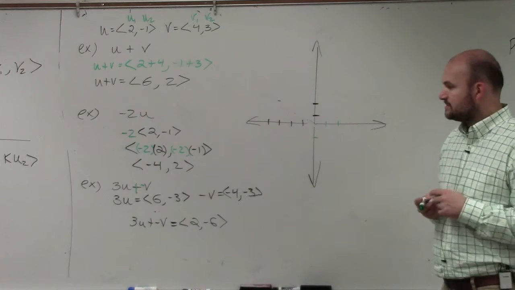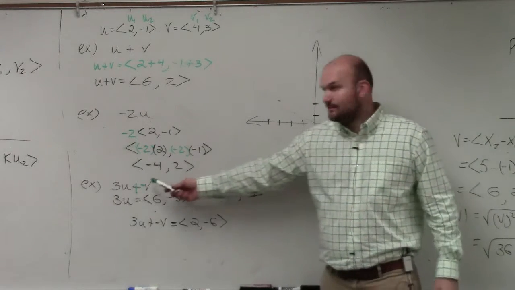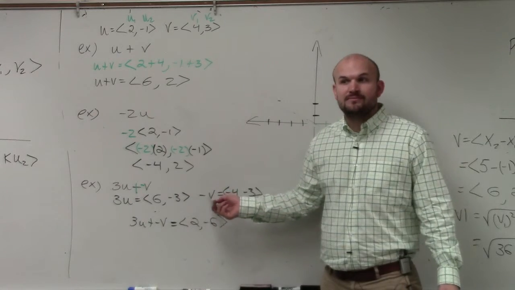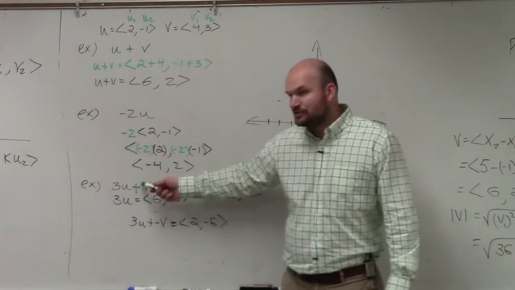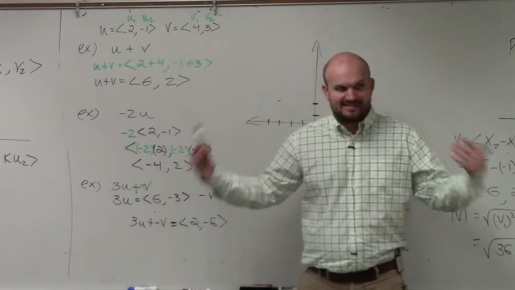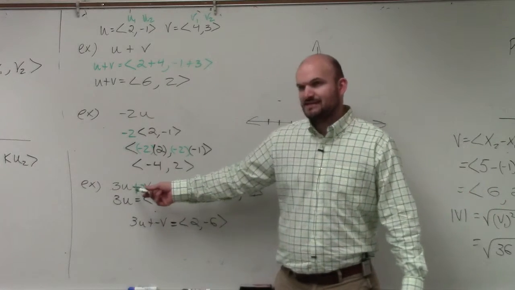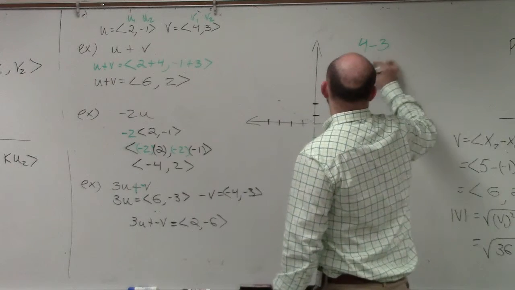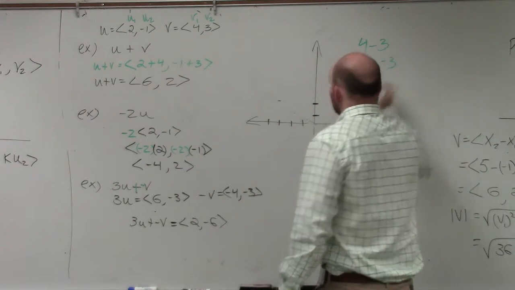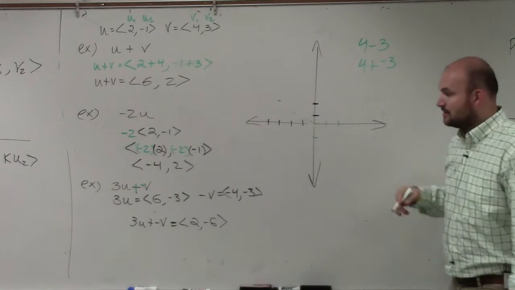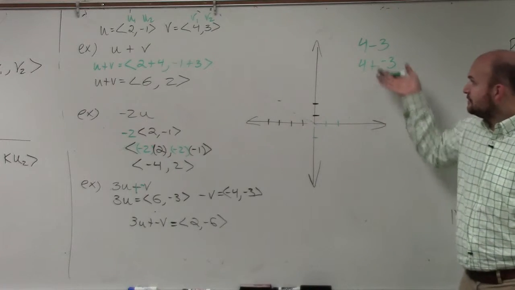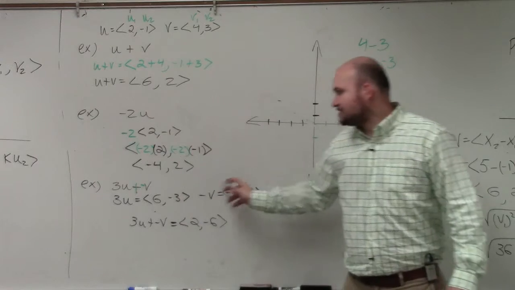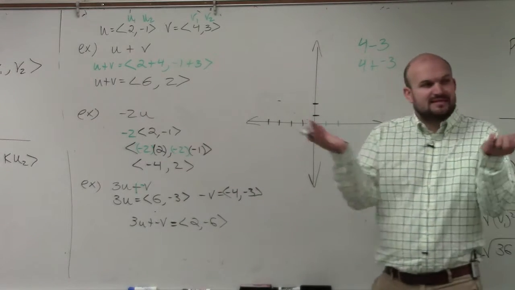OK, well, hold on just one second. Do you see what I did by distributing this negative 1? I split it up into 2 different problems, and distributing the negative 1 just made my math simpler. Then I'm just rewriting this as an addition problem, because everybody would agree that 4 minus 3 is the same thing as 4 plus a negative 3. Correct? So rather than doing it individually, I said, let's do 3u and let's do negative v, and then let's combine them.